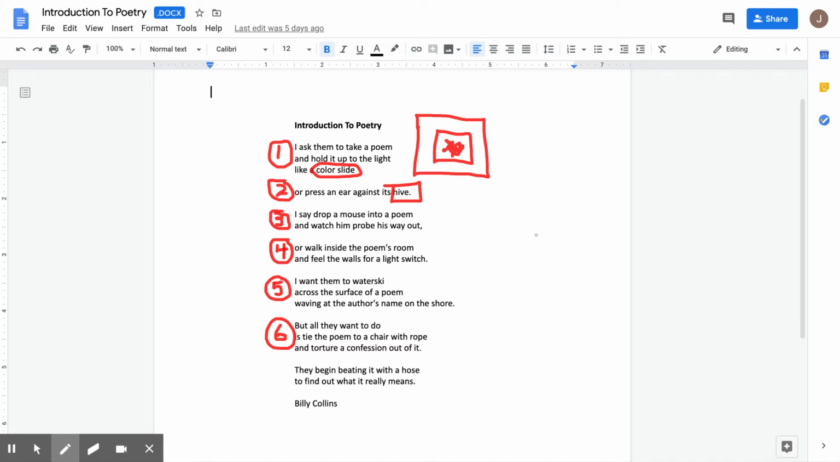"I say drop a mouse inside a poem and watch him probe his way out." That's the third one. So notice the mouse is not the metaphor here. If I'm going to drop the mouse into the poem and watch him probe his way out of the poem, the poem becomes a maze.